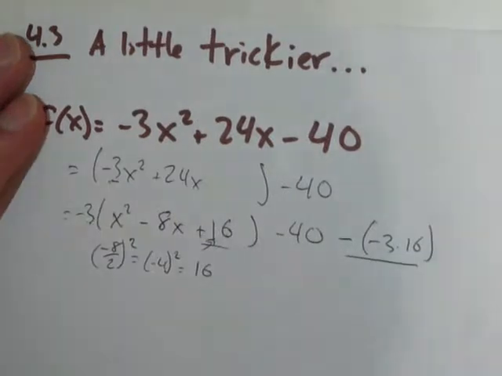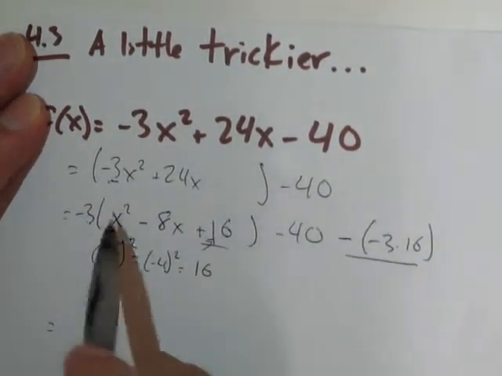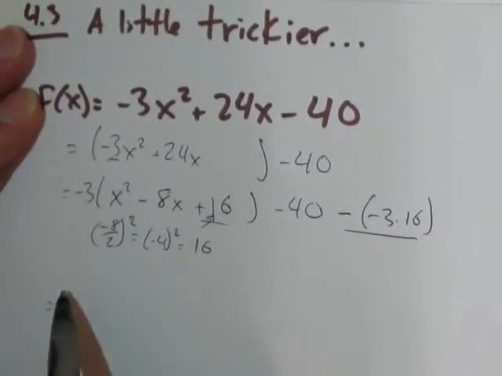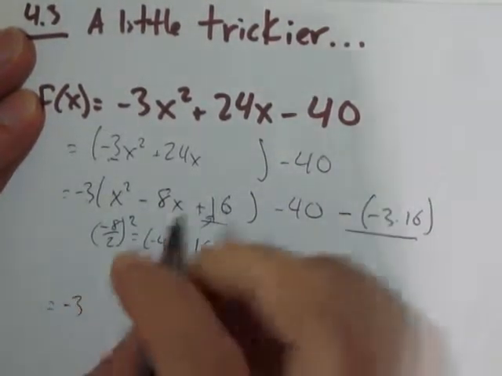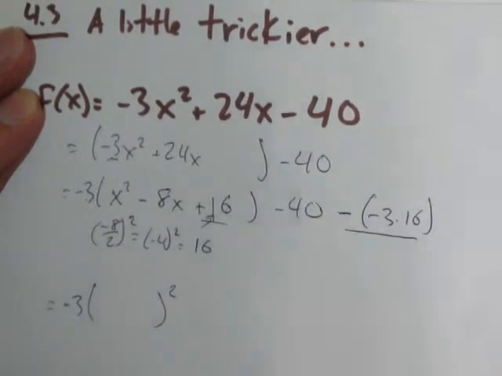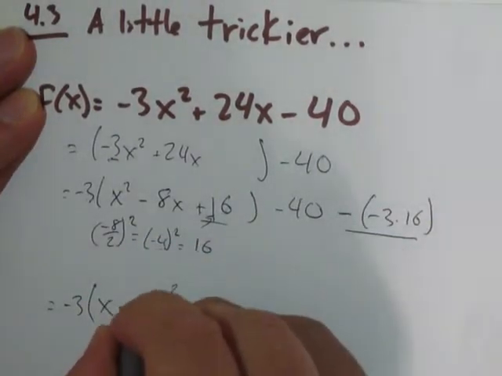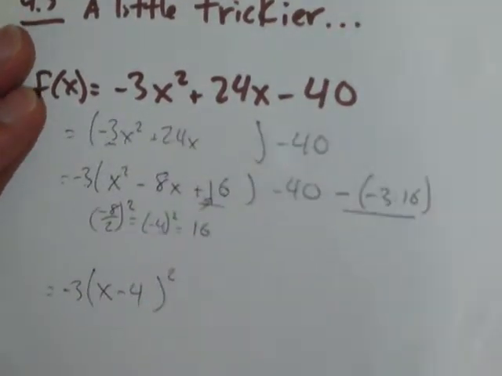So let's see how this works out. Out front, okay, we'll get to all this mess here in a minute. Out front, I got my minus 3, and I can write the parentheses now as the something squared. Well, it's going to be x, and then here's the minus 4 right here after we divided by 2. So it's going to be x minus 4 squared.